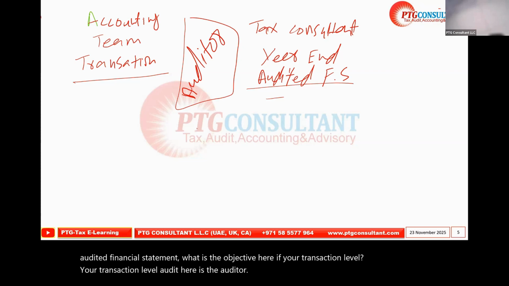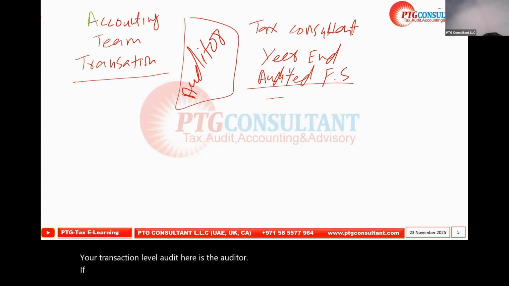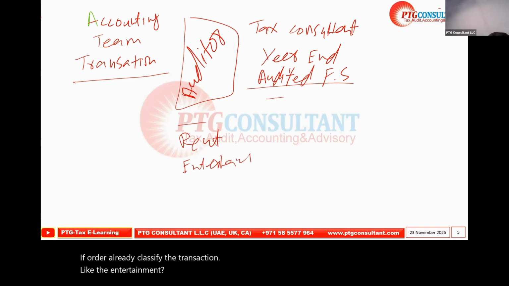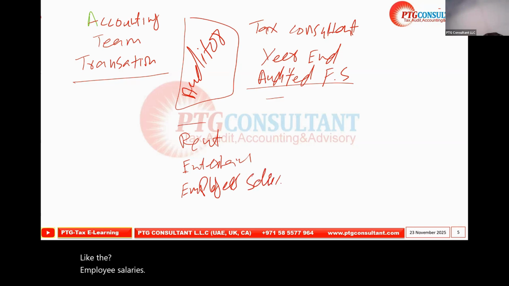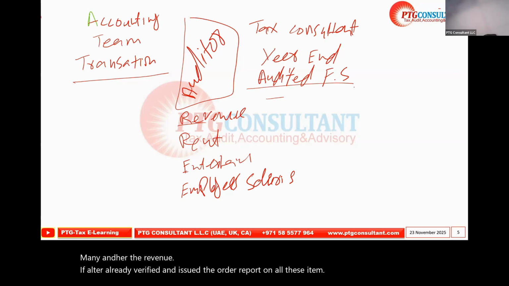If the auditor already classifies the transaction, like the rent, like the entertainment, like the employee salaries and wages, and here is the revenue. If the auditor already verified and issued the audit report on all these items, then the tax consultant will start work from there.